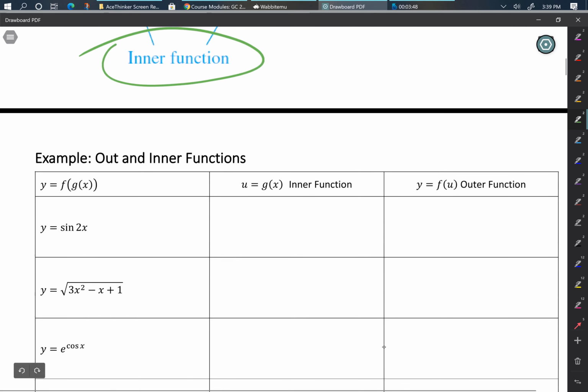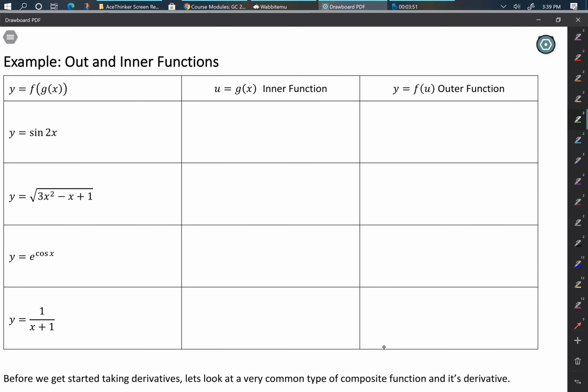Okay, so just for some practice, identify the inner function, identify the outer function. Our first one here, we're given the function y equals the sine of 2x. Now I emphasize the word of there because very often, not always, when you read a composite function, the word of is going to tell you which is the outside and which is the inside. So I'm going to say that again. The sine of 2x. Okay? So the inner function, the u, or the g of x here, is 2x. The outer function, the f of u, is just the sine of u.